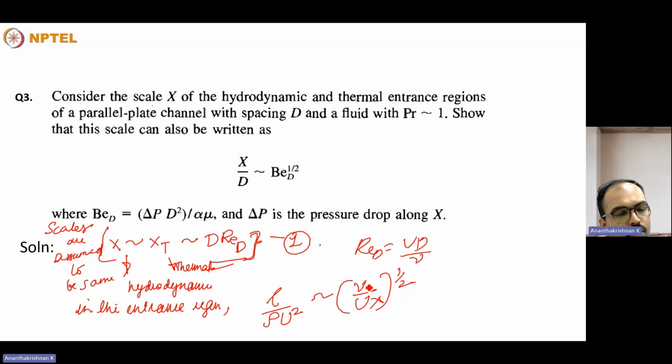So this is something that we have actually seen while solving the similarity equations. So it could be in terms of the Reynolds number. The shear stress coefficient, or the coefficient of drag or lift, can be represented in terms of the inverse square root of the Reynolds number. So at the entrance region, it can be scaled as U x divided by nu.